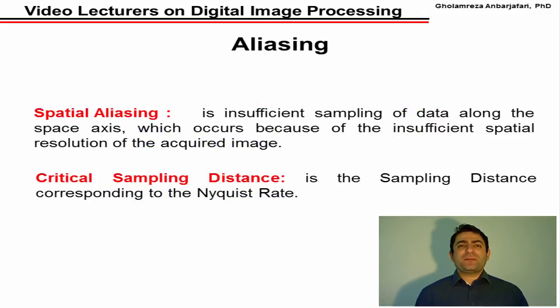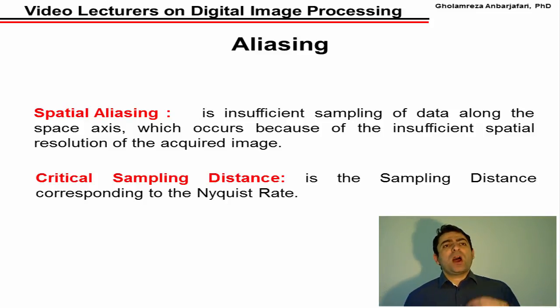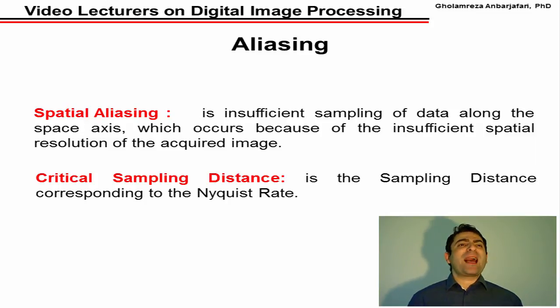Now, the problem that we have in sampling and spatial resolution is something called the spatial aliasing problem. If you remember from lecture number 2, I referred to that problem. Now we will talk slightly more in detail about spatial aliasing. Spatial aliasing is insufficient sampling of data along the space axis, which occurs because of insufficient spatial resolution of the acquired image. It is recommended, if you remember, to sample the image at a rate close to the ideal sampling rate.